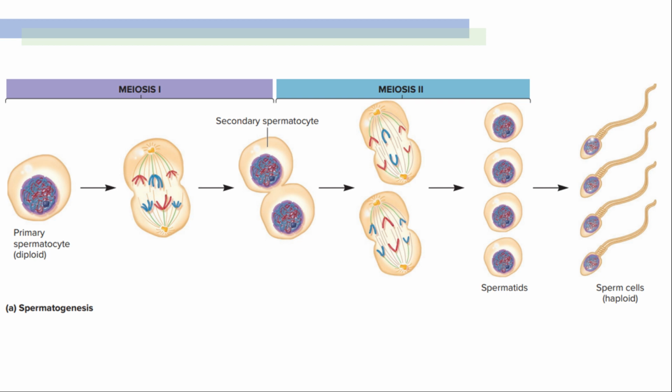Next step, bawat isa sa secondary spermatocyte na iyon ay mag-undergo naman ng meiosis 2, ending up with the production of 4 spermatids. And then, each of those 4 spermatids will undergo a process called spermiogenesis. Spermiogenesis is the maturation of the spermatids into sperm cells or spermatozoa. Yung spermatozoa, sila na talaga yung mayroong tail. Yung spermatids kasi wala pa silang tail. So during spermiogenesis, they will develop their tail, which is flagellum technically.